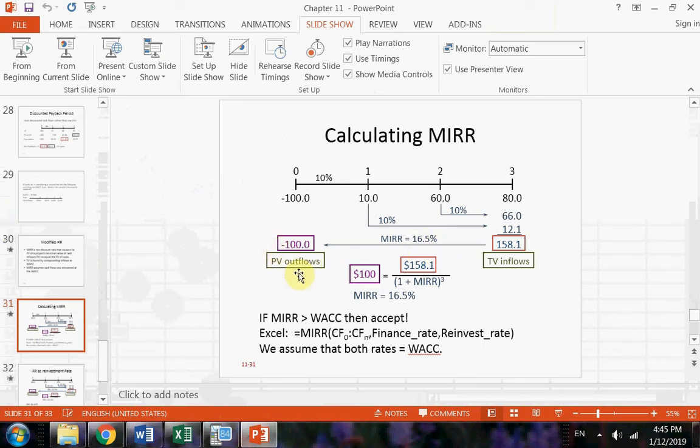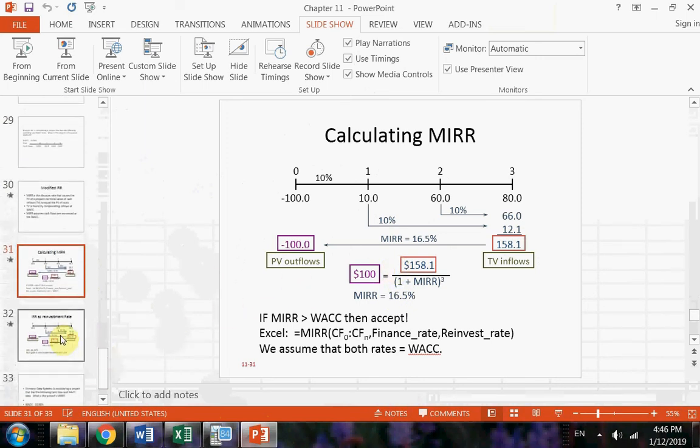So how do you get a 0 NPV? Your NPV is going to be negative 100 plus 158.1 divided by 1 plus this modified IRR, raised to the power of 3, which is just 100, so your NPV would be 0. Okay, so that's the modified IRR, how we interpret the process.